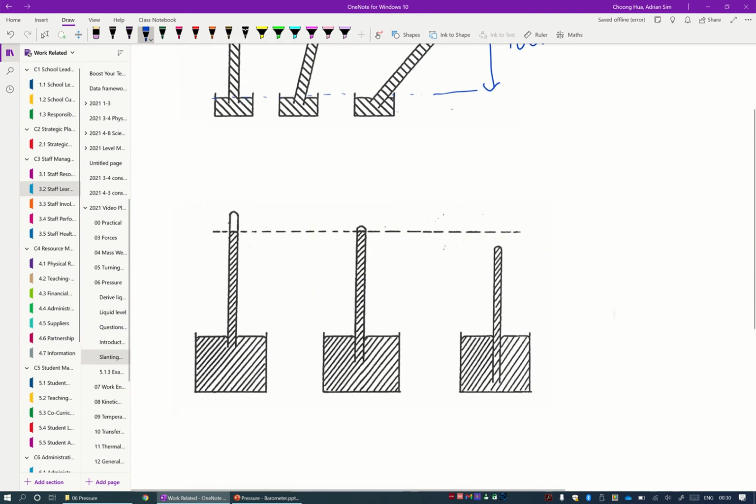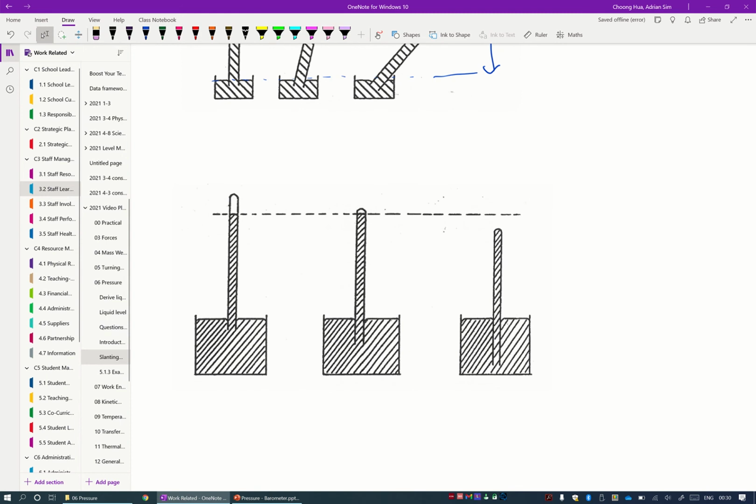The same goes for the next diagram, where you lower the test tube until it's fully submerged, until the vertical height is less than 760 mm. Sorry, I wrote wrongly. Should be less than 760 mm. And once it's less than 760 mm, there's no vacuum shown. The vertical height, the atmospheric pressure cannot be determined.